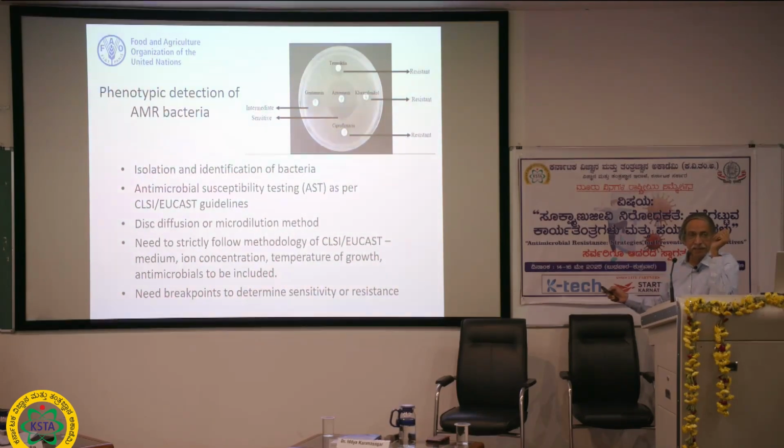It's not just the existence of a zone of clearance, but to what extent the clearance is taking place. So we need to strictly follow the methodology of CLSI and EUCAST regarding medium, ion concentration, temperature, growth, and we need breakpoints. This is where breakpoints are needed to differentiate sensitive strains from resistant strains. Now these breakpoints have been developed for a number of organisms. So there are two types of breakpoints that are often discussed.